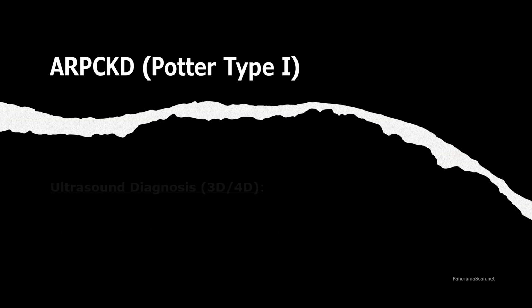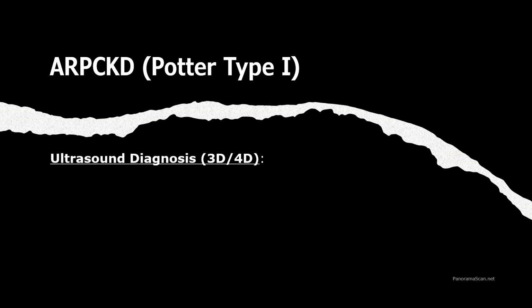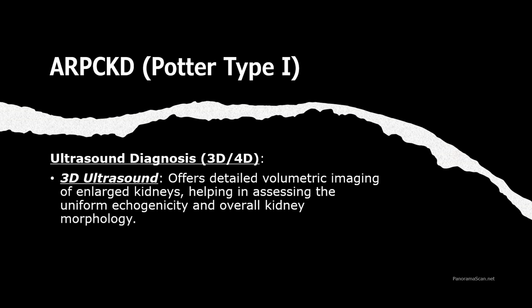Dive into ultrasound diagnosis for ARPKD. 3D ultrasound is an excellent tool for assessing enlarged kidneys in ARPKD. It provides detailed volumetric imaging that helps visualize the overall kidney morphology and uniform echogenicity. This can give us a clearer understanding of the cystic changes happening within the kidneys, which are a key feature of this condition.